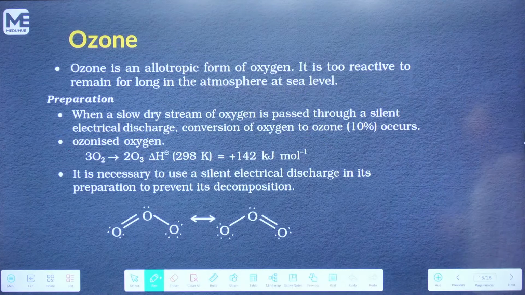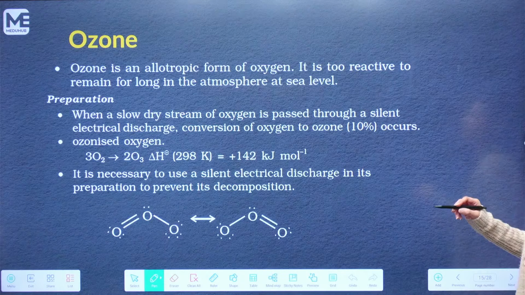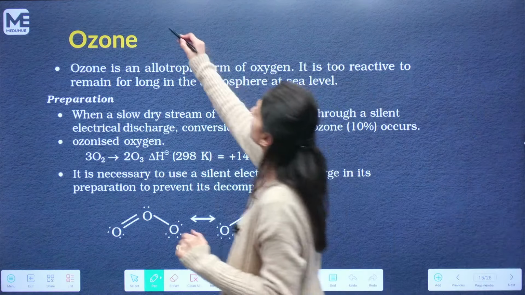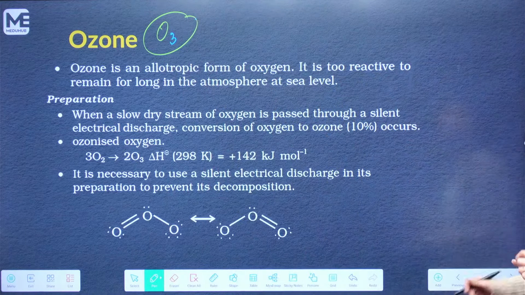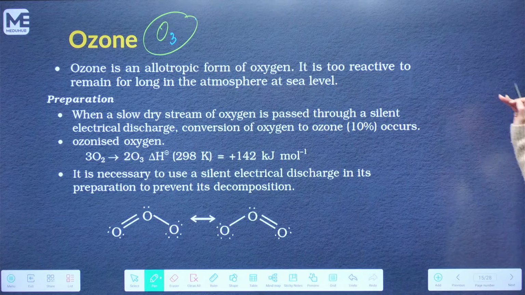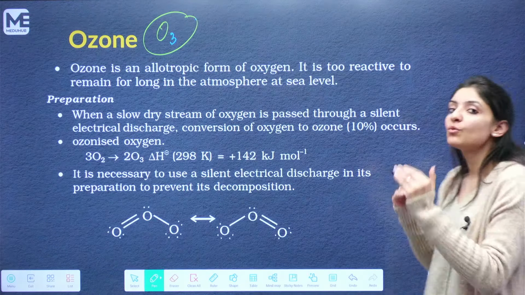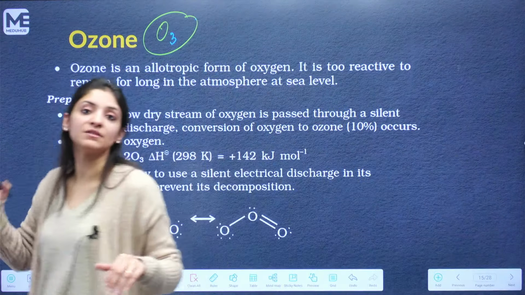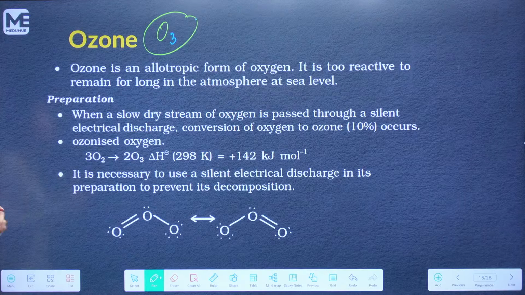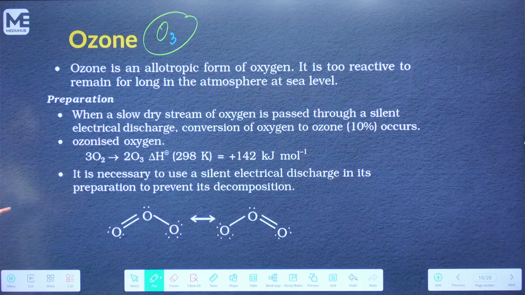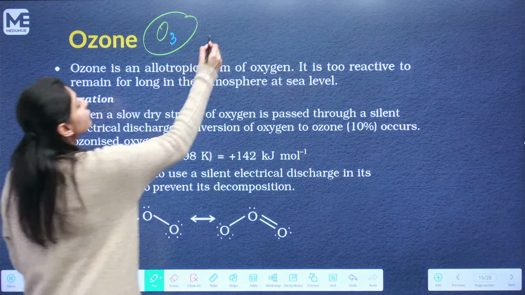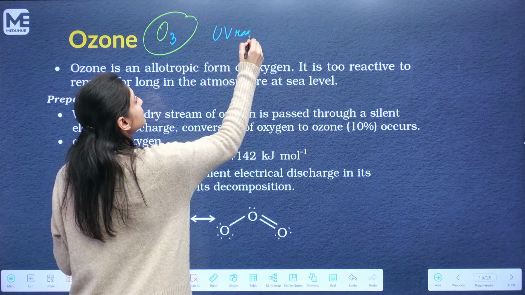Now the next allotrope of oxygen is ozone, O3. O3 is a triatomic molecule and it is too reactive to remain in the atmosphere at sea level. So it is present 20 kilometers above our surface as the ozone layer, and it absorbs very strongly in the UV region. Because of that, it protects us from harmful UV rays of the sun.